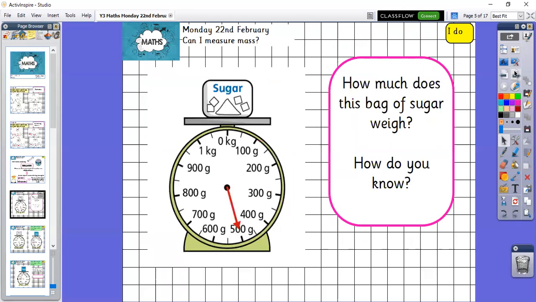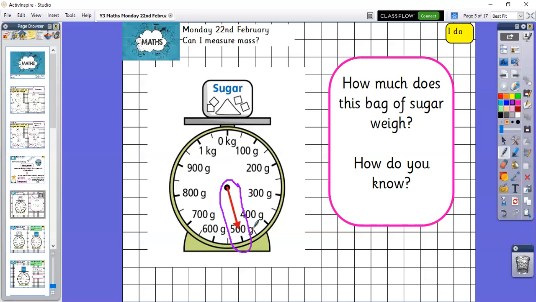Okay, so let's have a look at this scale. We've got a bag of sugar on the scale. When we're looking at a scale, how do we know how much it weighs? Just pause the video for a minute and have a think. Have a little look at the scale. What tells you on that scale how much the sugar weighs?